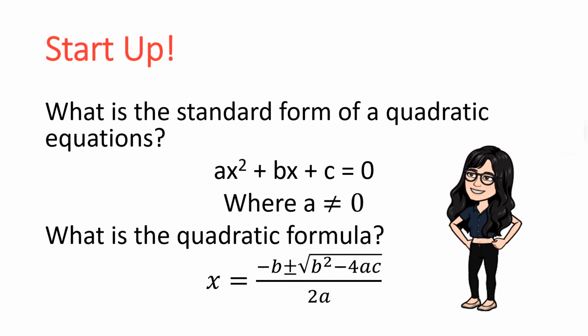Now, let's start. What is the standard form of the quadratic equation? The standard form of the quadratic equation is ax squared plus bx plus c equals 0, where a should not be equal to 0. What is the quadratic formula? The quadratic formula is x equals negative b plus or minus the square root of b squared minus 4ac, all over 2a.